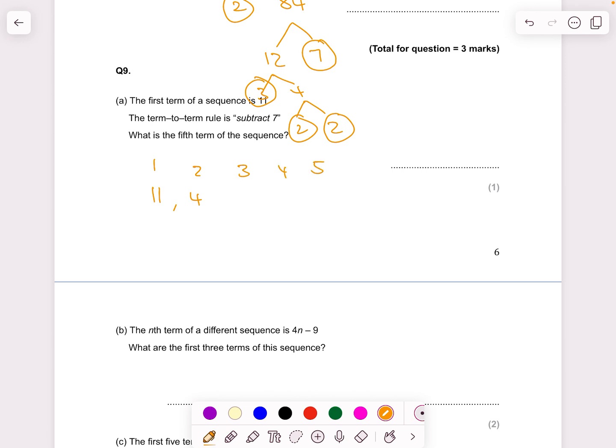Subtract 7 again, I get minus 3. Subtract 7 again, I get minus 10. And subtract 7 again, I get minus 17. So the answer is minus 17.